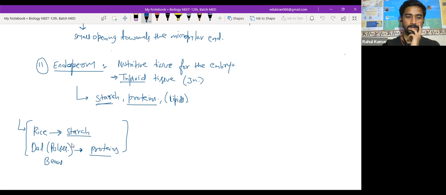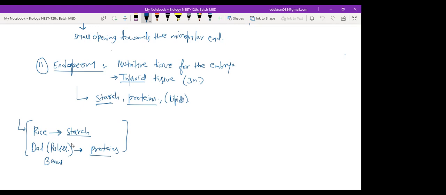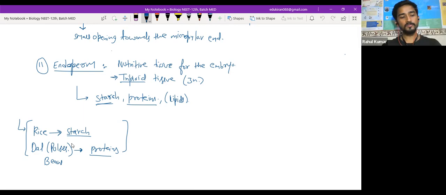That's why these seeds are a good source of proteins, which is left in the seeds.